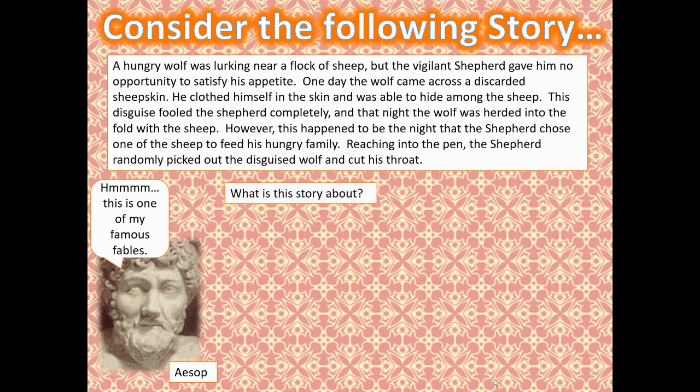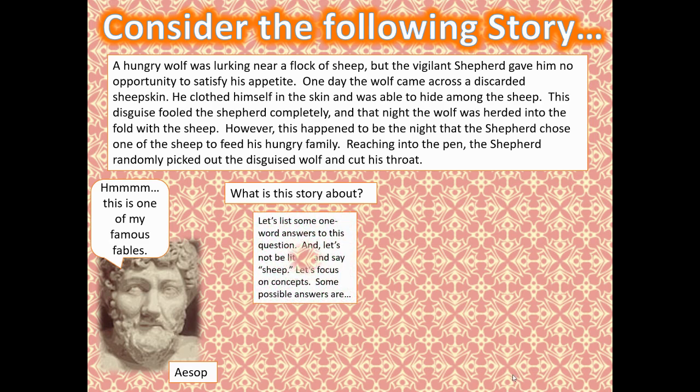Reaching into the pen, the shepherd randomly picked out the disguised wolf and cut his throat. So, what is this story about? Let's list some one word answers to this question, and let's not be literal and say it's about sheep or it's about wolves or it's about a shepherd. Let's focus on some concepts. What are some possible concepts that this story is about? So, for example, you might list that this is about hunger because the wolf was hungry, right?